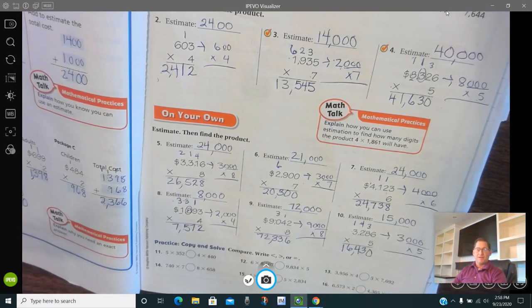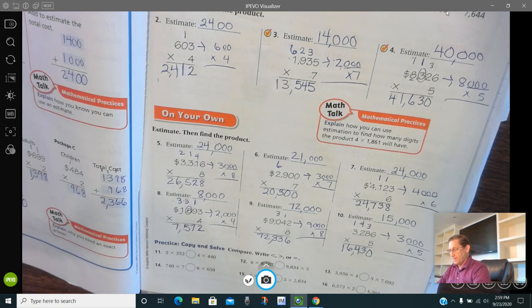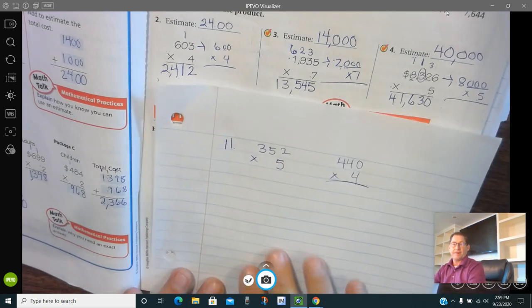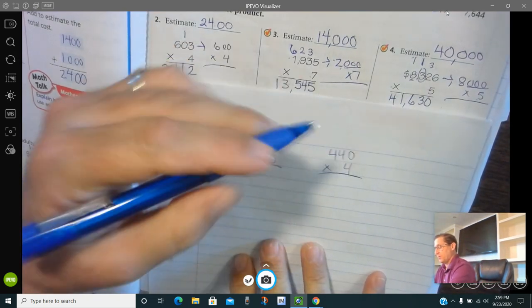All right. So compare, right: less than, greater than, or equal. So number 11, I'm going to solve on another sheet of paper. 352 times 5, 440 times 4. Okay, so this is the problem, and we're going to compare them.